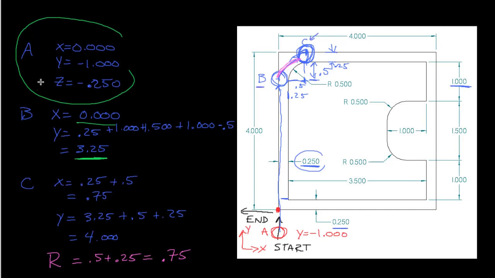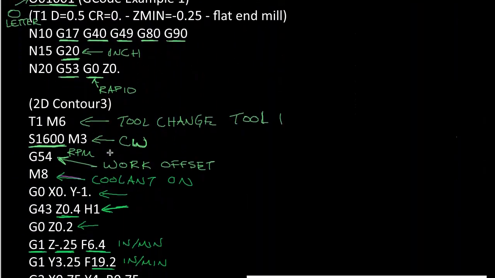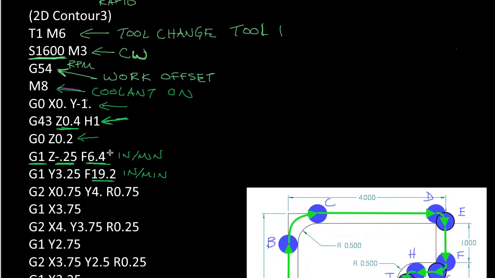Okay, well, let's look at where that is in the code. It so happens to be right here. So we're saying to rapid position to x0 and y -1. And that is point A, and this is the depth of point A right here, -0.25, and we set a plunge rate to that.